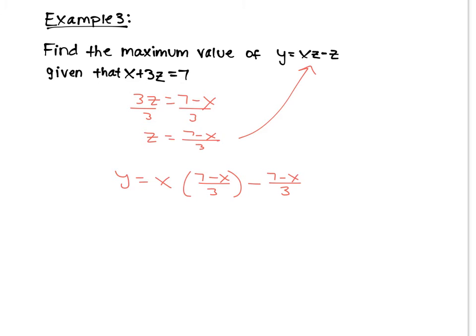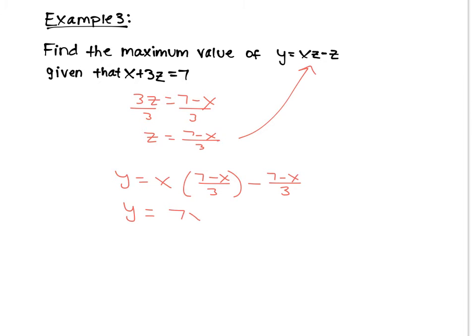So in order to find the maximum value of this function, we're going to need to check the stationary points. And we would check the endpoints, but they didn't give us any endpoints. So we're really just going to check stationary points. And so in order to check the stationary points, we are going to need to differentiate. And in order to differentiate, we're going to have to do some algebra.